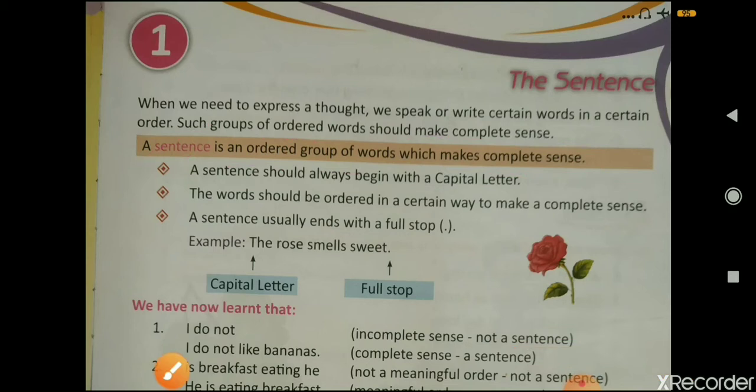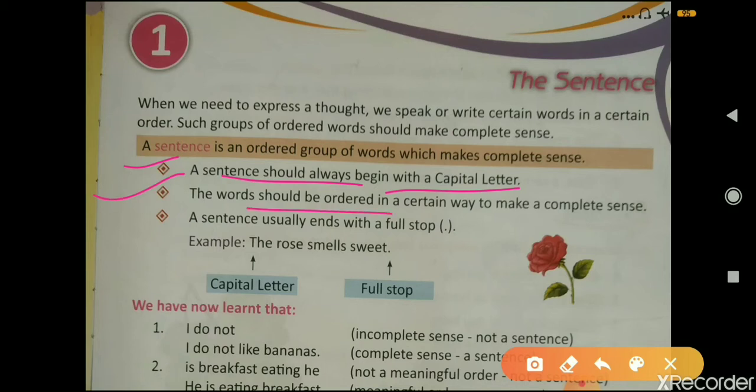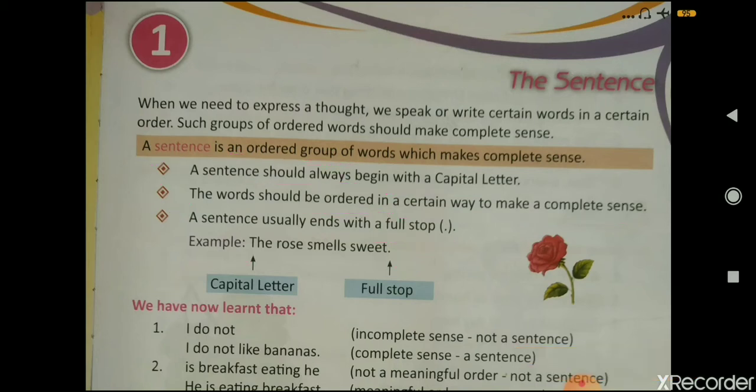Now, few points to remember about a sentence. First one is a sentence should always begin with a capital letter. Second, the words should be ordered in a certain way to make a complete sense. Third, the sentence usually ends with a full stop. For example, the rose smells sweet. Here, the first letter is capital, and at the end of the sentence, a full stop is there.